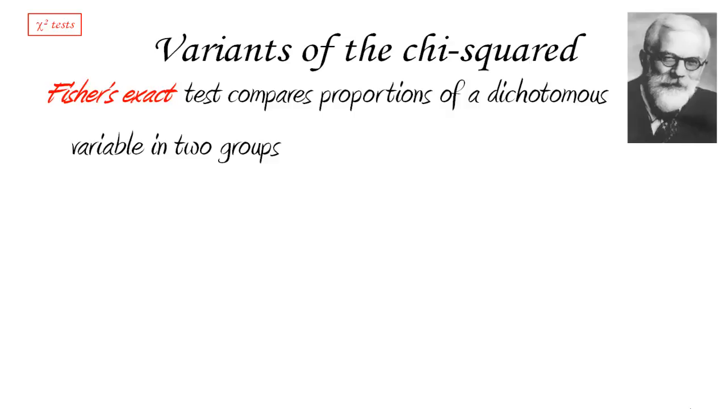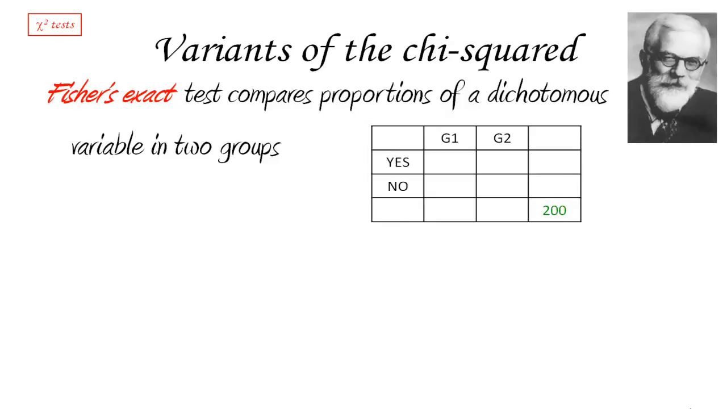So this Fisher's exact test compares the proportions of a dichotomous variable, that means it only has two values, in two groups. So we're still talking about proportions, so we're still talking about sort of a chi-squared situation, but a very simple one. We only have two groups, G1, G2, and we're dealing with a variable that only has two values, yes or no. Okay, very simple situation, so it looks very nice.